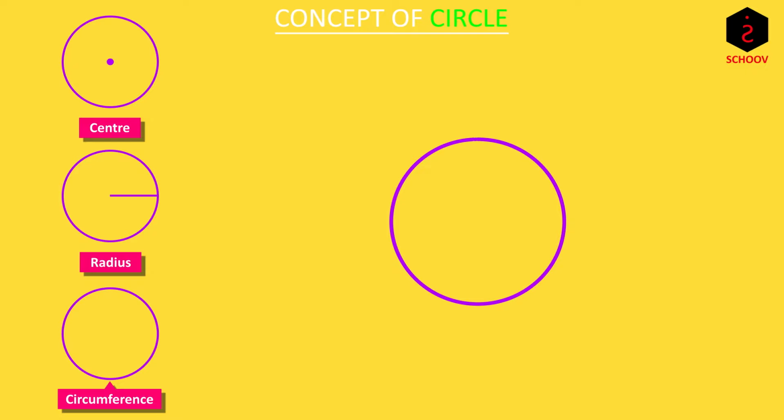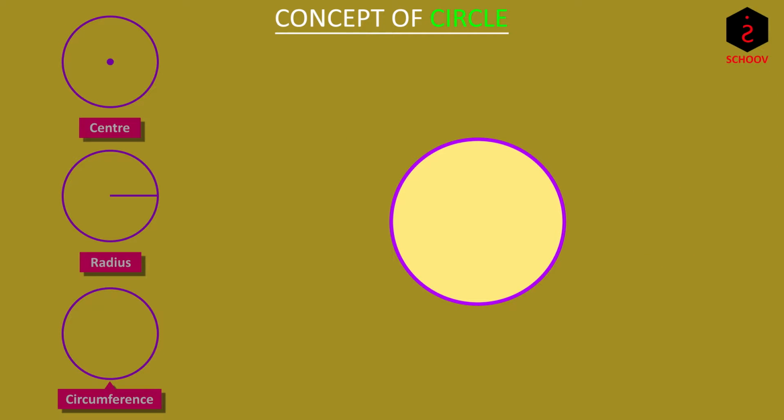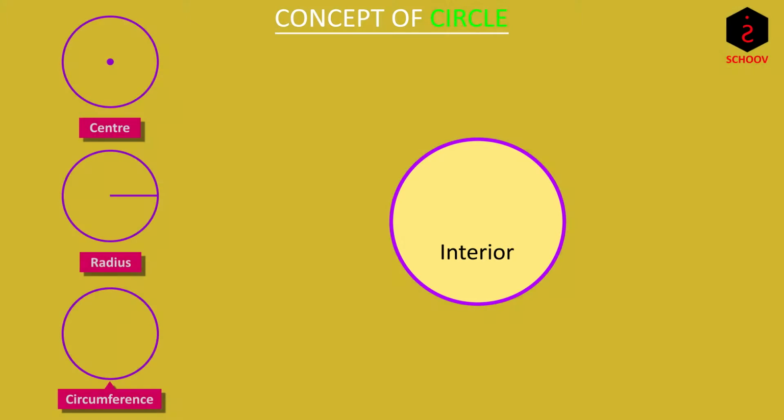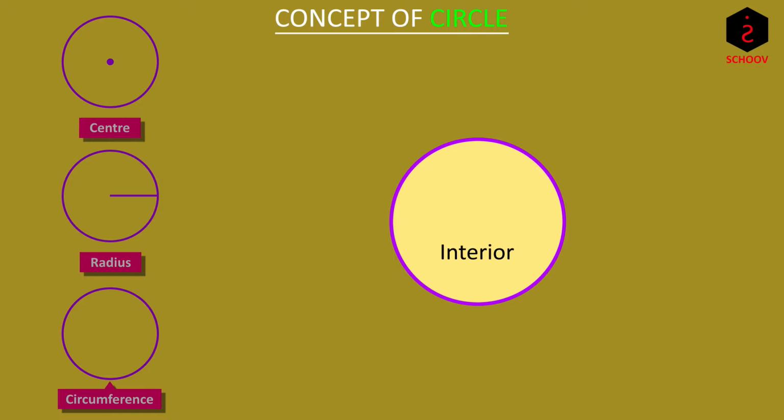Now, since a circle is closed, we get this region inside the circle and this region which is all outside the circle. The region inside is called the interior and the region outside is called exterior. So, this point P lies in the interior of the circle. This point Q lies in the exterior. And now if a point R is exactly on the circumference, it is on the circle.